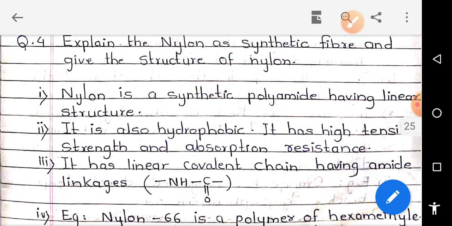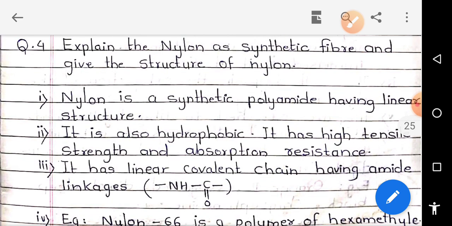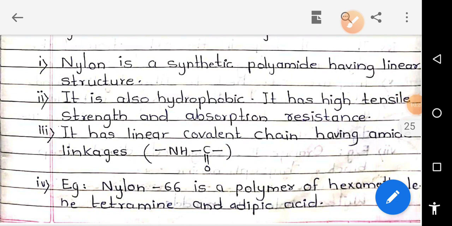Nylon is strong and used for the preparation of ropes, nylon ropes. So these nylons are also dyed by using the synthetic dyes. Nylon is a synthetic polyamide having a linear structure. It is also hydrophobic and it has high tensile strength.